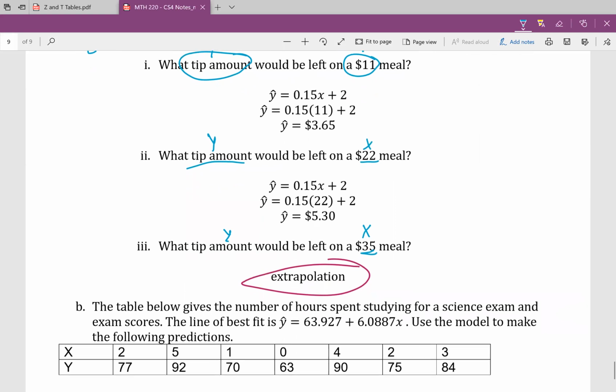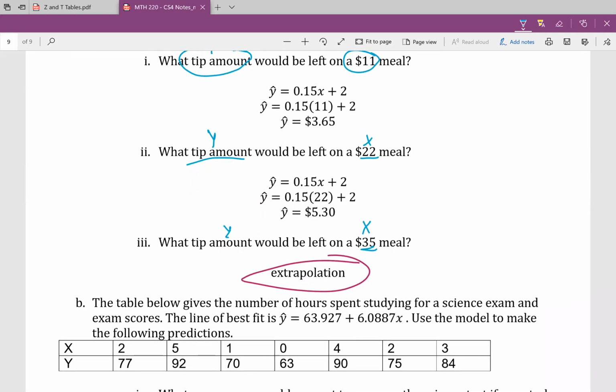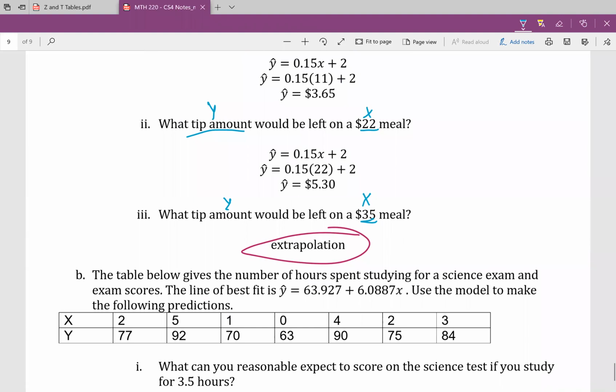Okay, so the table below gives you the number of hours spent studying for a science exam and exam scores. The line of best fit is y hat equals 63.927 plus 6.0887x. Use the model to make the following predictions.